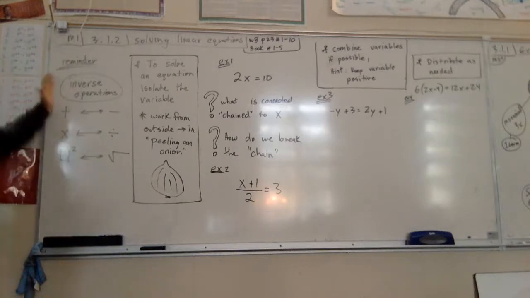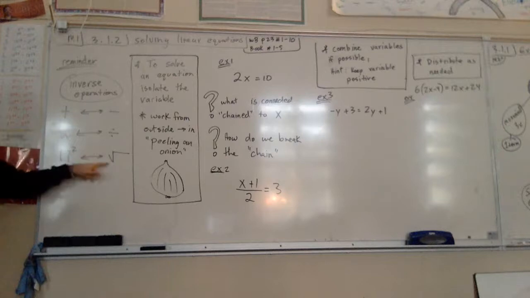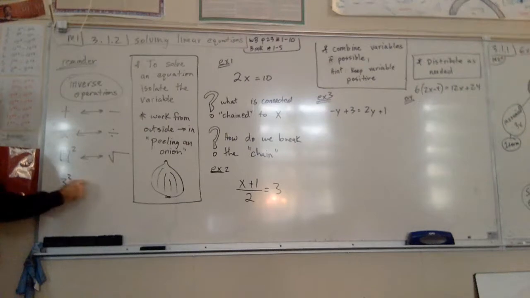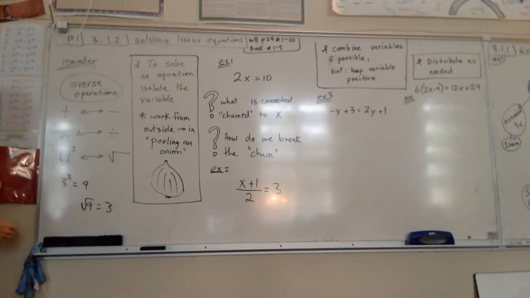Here's a reminder. What's the opposite of addition? Subtraction. Opposite of multiplying? Division. Good. How about the opposite of squaring something? You square root it. So this last one's a little tricky, but how about this? What's 3 squared? 9. What is the square root of 9? 3.